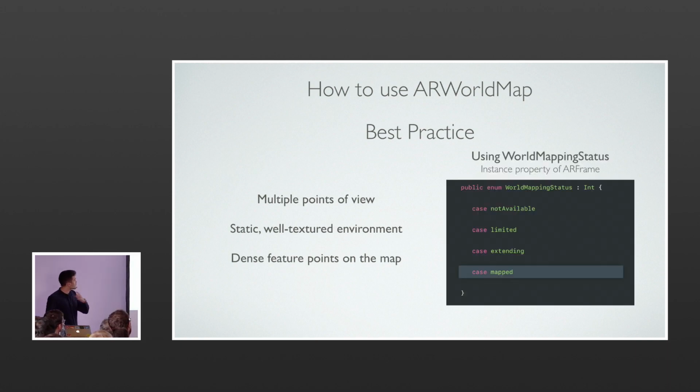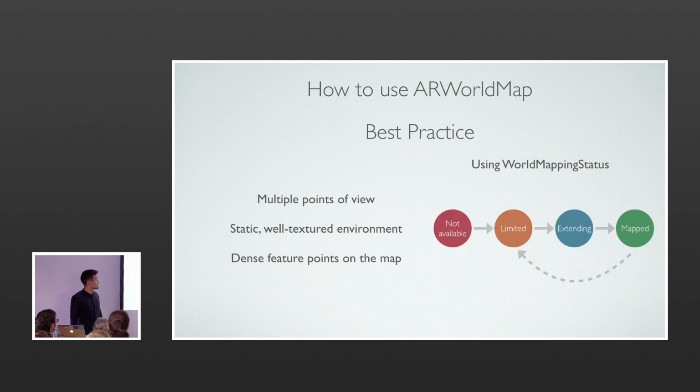So that's why they also did this instance property called world mapping status that lets you know if the quality of the scan is good. So it's pretty nice. It's going to be first not available, then it's going to be limited, and then extending and mapped, and it goes back to limited when it discovers a new surrounding that is never seen.